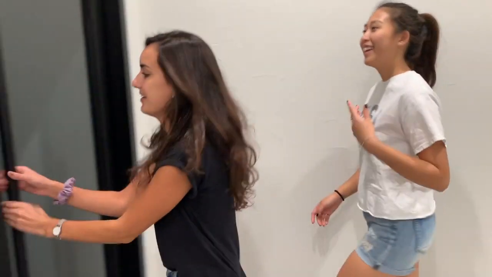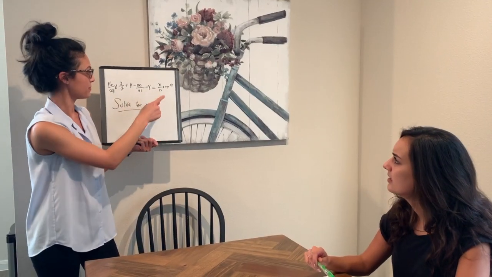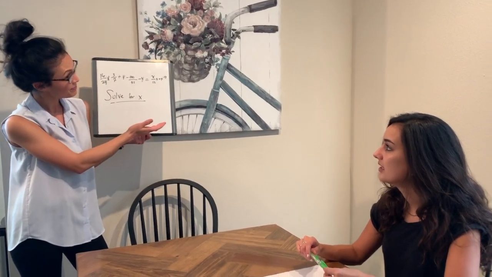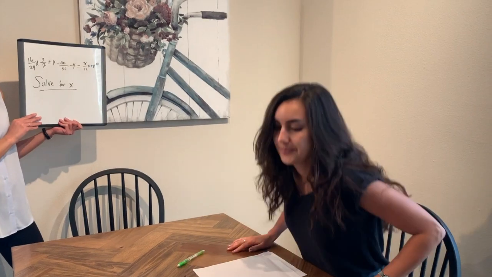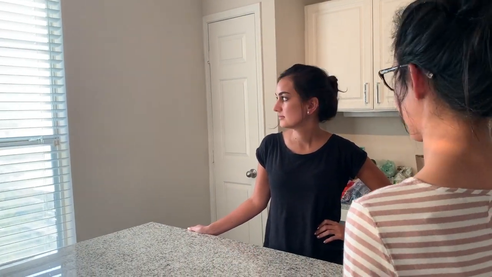E. Often has difficulty organizing tasks and activities. F. Often avoids, dislikes, or is reluctant to engage in tasks that require sustained mental effort. G. Often loses things necessary for tasks or activities. H. Is often easily distracted by extraneous stimuli, and I. Is often forgetful in daily activities.